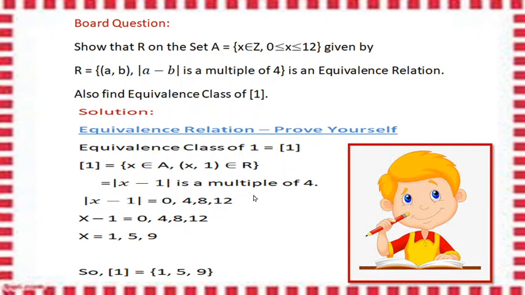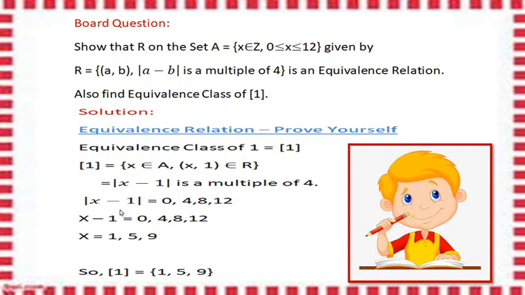Modulus of x minus 1 is a multiple of 4. This is the only relation. So we know that modulus of x minus 1 can take only these four values, 0, 4, 8 and 12, because this is the only relation. So now mod of x minus 1 is equal to this.